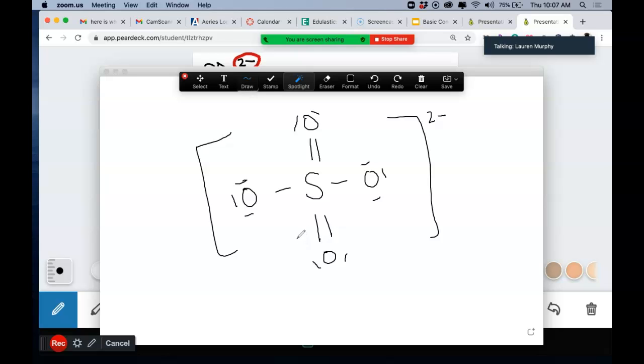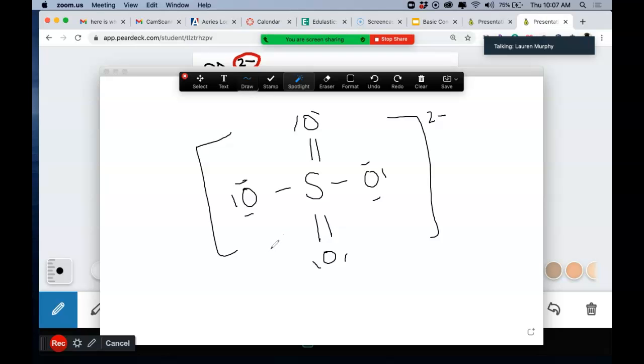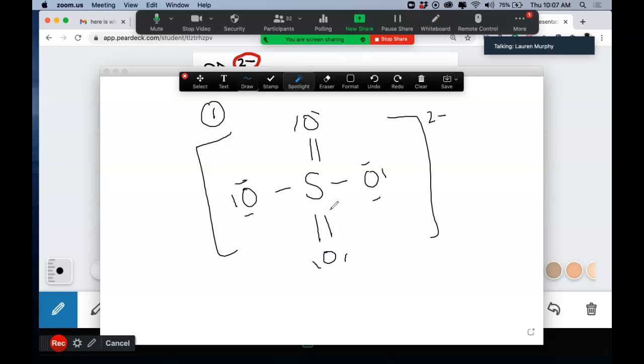Now, before we move on, how many different ways can you draw this? Meaning, how many resonance structures are there? Which means, how many different ways can you manipulate these double bonds? So this is one way, right? This is one resonance structure. So I'll give you a second to count.